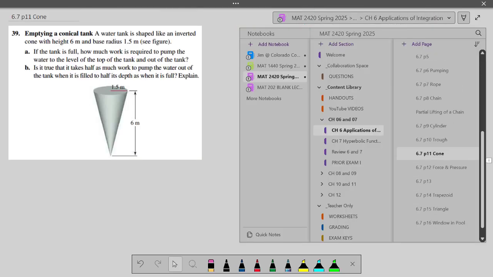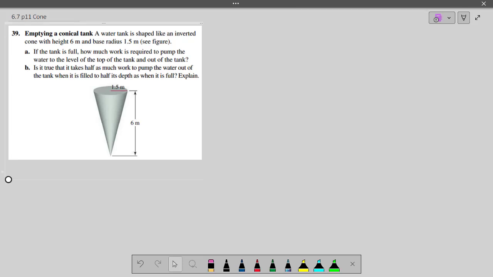Let's try the cone. So there's the cone. Let's take a look at a cross section. Cross section right there at a random y. If we're going to pump right out the top, what is this distance right there? 6 minus y, exactly. So this distance down here is y, right? That's what y is representing. Y is representing the height above the xy plane or the vertex, however you want to think of it.